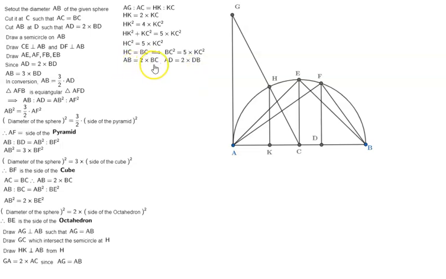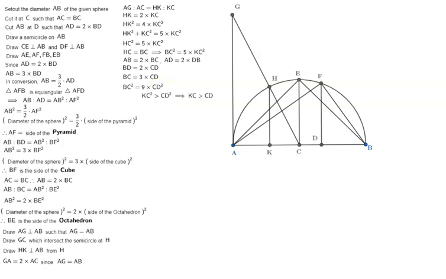Now, AB is equal to 2 times BC and AD is equal to 2 times BD. BD is equal to 2 times CD. So, BC is equal to 3 times CD. Again, squaring both the sides, we get BC square is equal to 9 times CD square. So, here we have BC square is equal to 5 times KC square and BC square is equal to 9 times CD square.